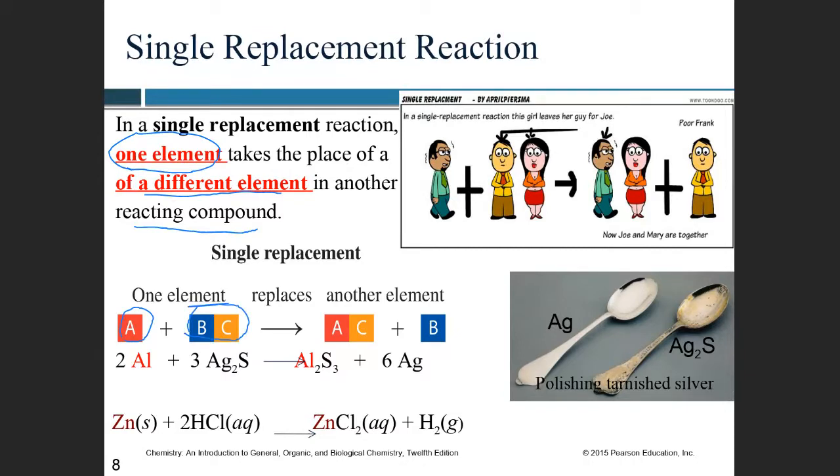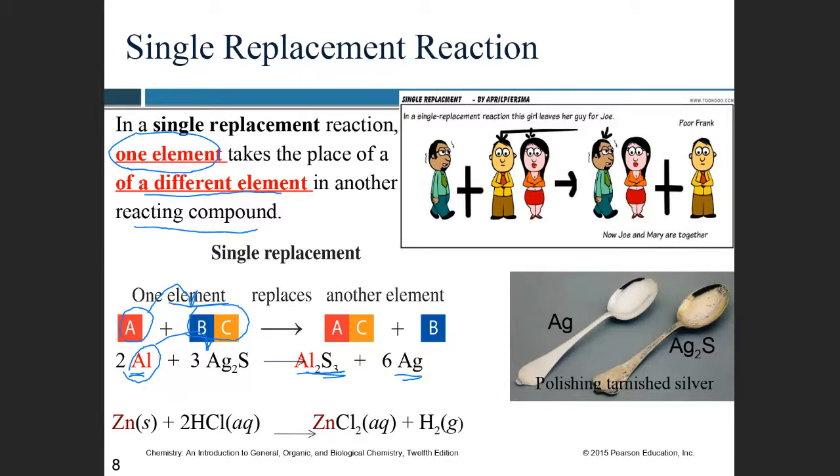So the A will replace the B, will come and take its place. So the products will be AC plus B. Let's have an example: the reaction between the aluminum and the silver sulfide. In this case, the aluminum will replace the silver to give aluminum sulfide plus silver. And this method is used technically for polishing burnished silver.